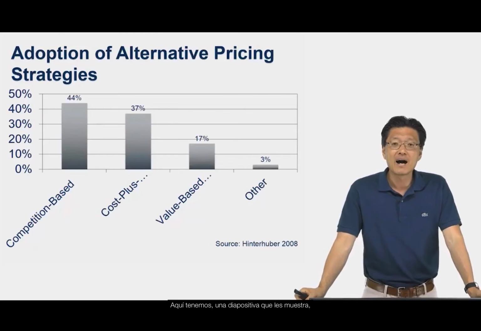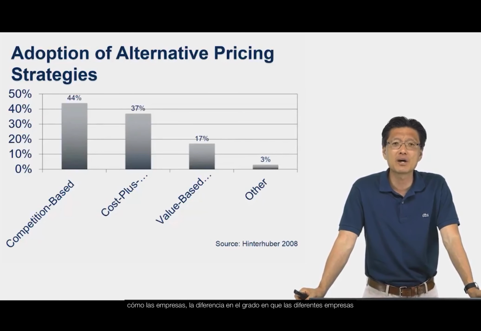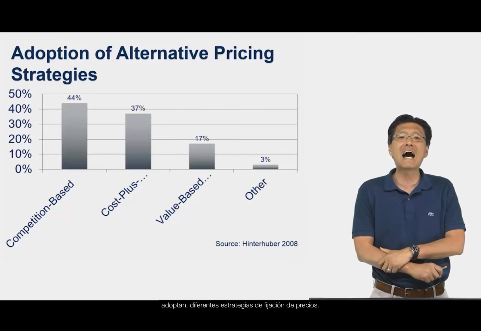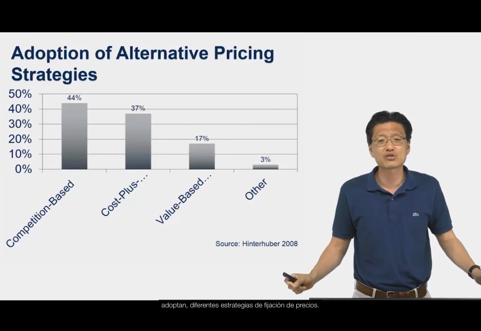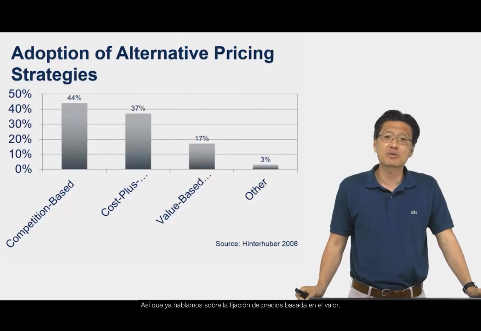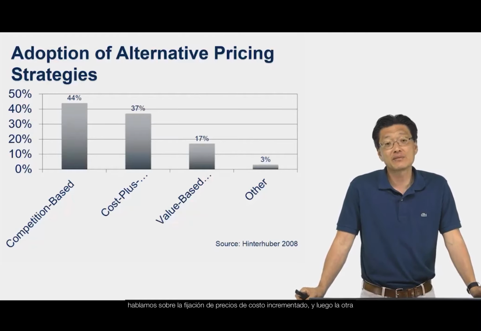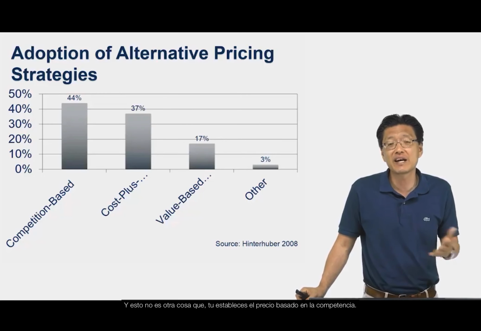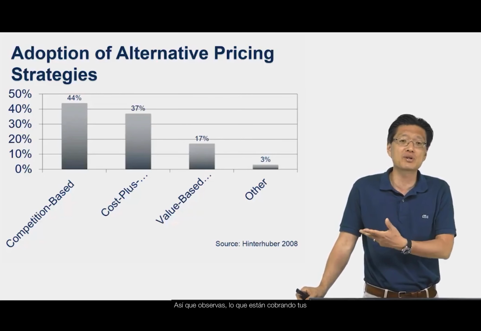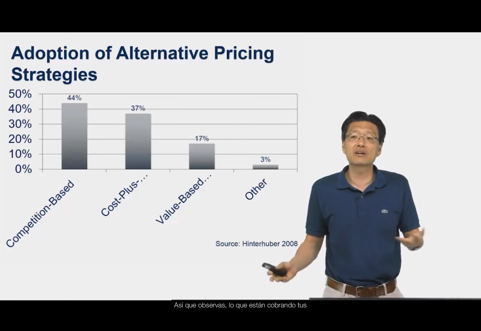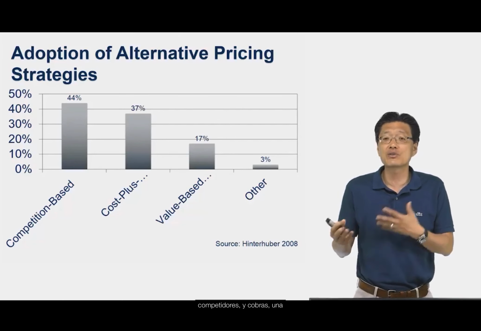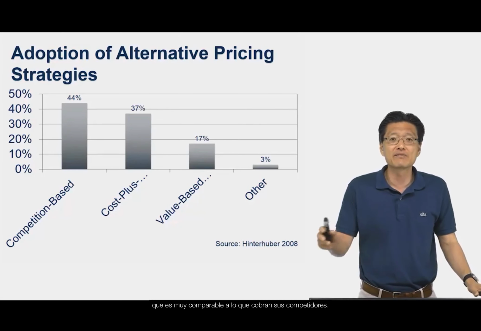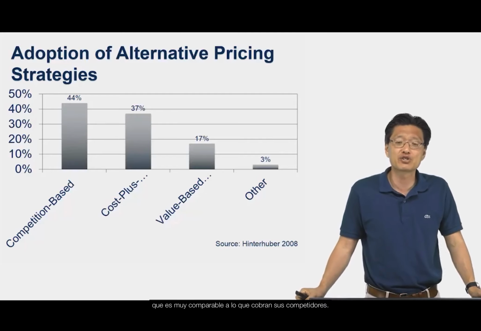Here we have a slide that shows you the difference in the degree to which companies adopt different pricing strategies. So we already talked about value-based pricing. We talked about cost-plus pricing. And then the other one that's widely used is what we call competition-based pricing. And this is nothing other than you price based on the competition. So you observe what your competitors are charging, and you charge an amount that's within their range, a ballpark figure that's very comparable to what your competitors are charging.